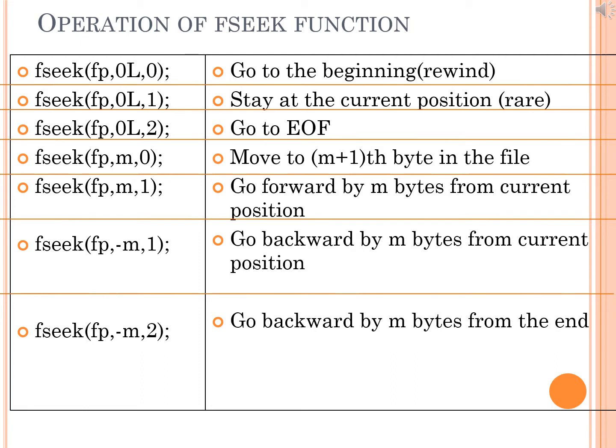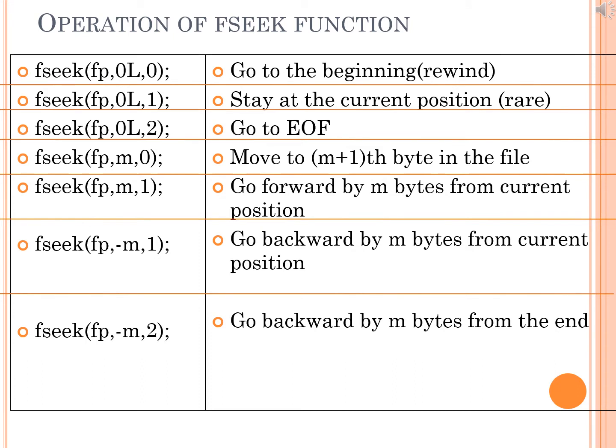fp, m0, from the beginning of the file, move n bytes. Next example, from the current location, move m bytes. From the current location, move m bytes towards the back. Last example, from end of file, move m bytes.